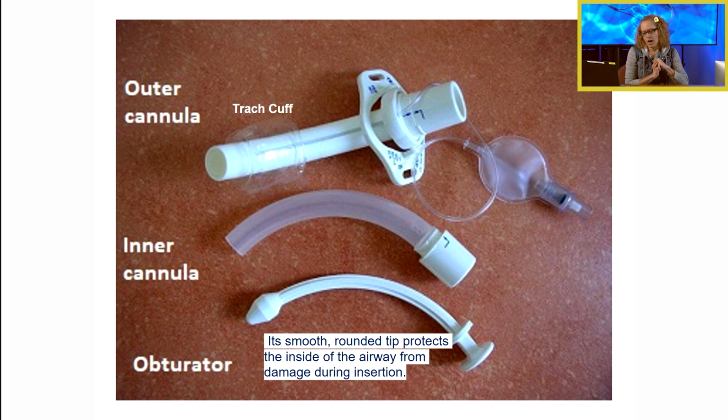And then we have an obturator, which is what we use when the outer cannula is placed. Notice the obturator has a smooth, rounded tip, and this protects the inside of the airway from damage while the outer cannula is being inserted. So it's really important to always have an obturator at the bedside when you have a patient with a trach, because if the trach were to be expelled, the patient would no longer have an airway. And if a new trach had to emergently be put in, we would need an obturator at the bedside in order to do that. Okay, so that's important for nurses to know.